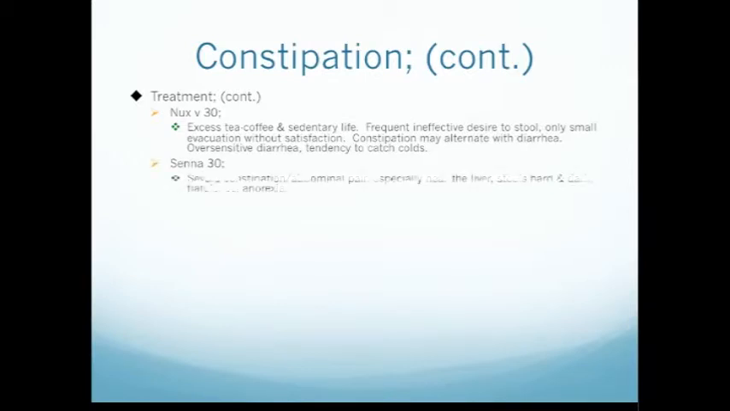Senna 30 is good for a severe constipation with abdominal pain, especially near the liver. Stools are hard and dark with flatulence and anorexia.